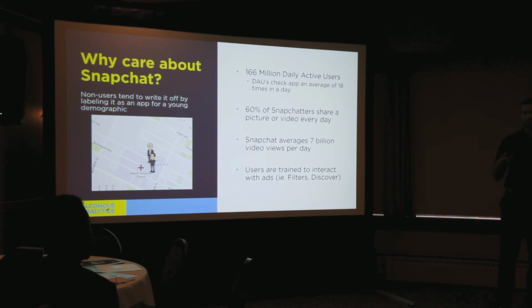If you think about Facebook, if you think about Instagram, you have the access of a desktop, you have the access of a mobile phone. Snapchat, you're only on your mobile phone and you're using it to connect with other people. So the last point here, users are trained to interact with ads. So that Starbucks filter, different types of elements of advertisement on Snapchat, you're actually used to engaging with it, trained to engage with it and actually share it with your circle of trust.